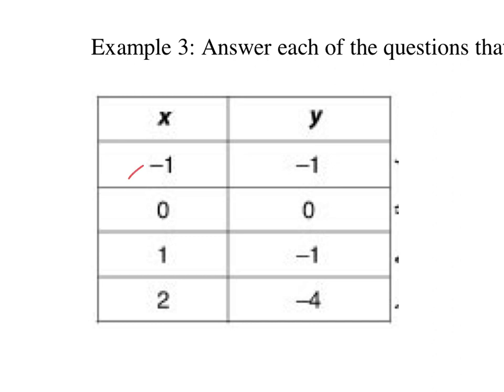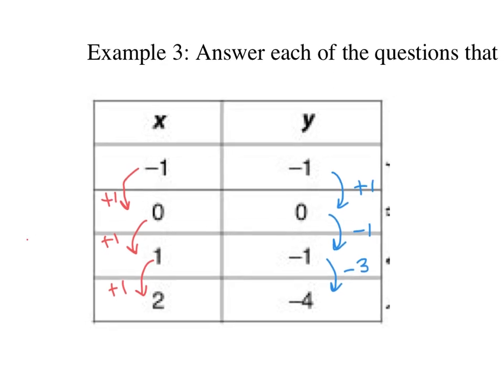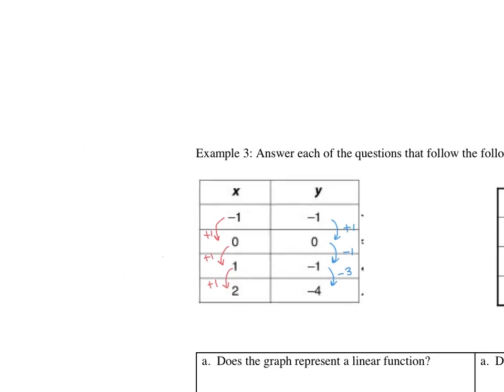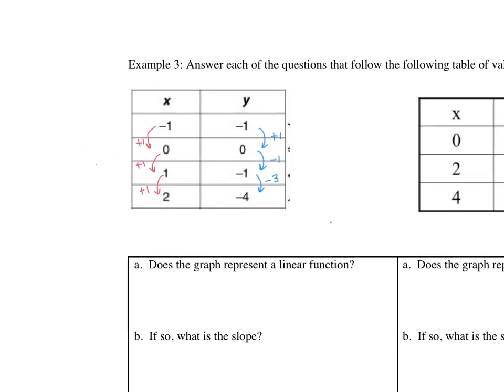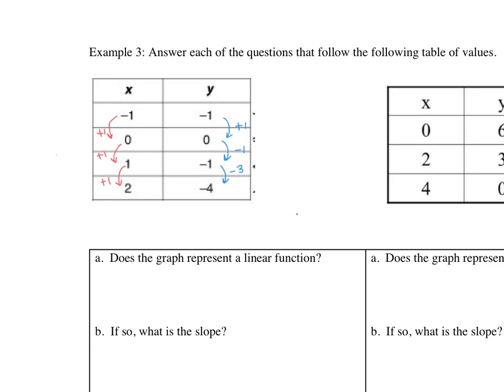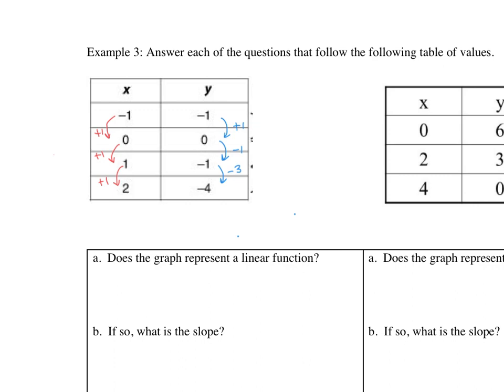So when I jump from -1 to 0, I go up by 1. When I go from 0 to 1, I go up by 1. When I go from 1 to 2, I go up by 1. So my change in x is 1 everywhere I go. My change in y, though, I go from -1 to 0. That's a +1. I go from 0 to -1. That's a -1. And if I go from -4 to -3, that's a +1. Here's the issue. If I look at this, my jumps are not the same. So whenever my jumps are not the same, I'm not dealing with a linear function. So does this graph, ooh, that's a typo, does this table of values represent a linear function? Well, the answer is actually no, it doesn't represent a linear function because my jumps are not the same.